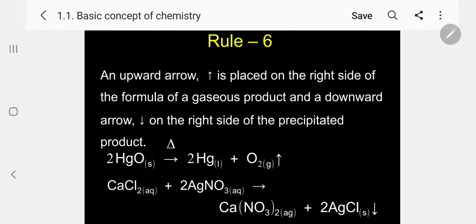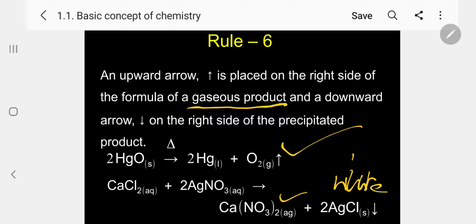An upward arrow is placed on the right hand side of the formula of a gaseous product. Suppose a product is a gas, you have to put an upward arrow, and a downward arrow on the right hand side for a precipitated product. So first example, O2 gas, I am putting an arrow upward. The second case, calcium chloride plus 2 moles of silver nitrate giving calcium nitrate and silver chloride. This is a white precipitate. So what am I writing? Arrow below.